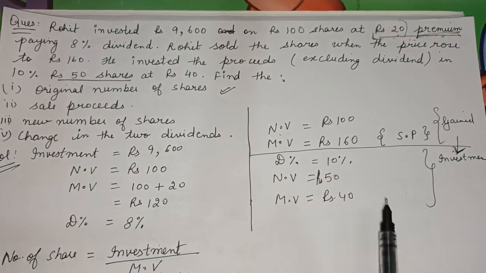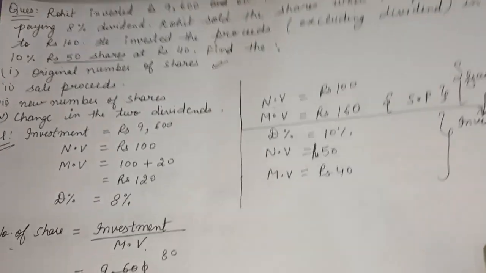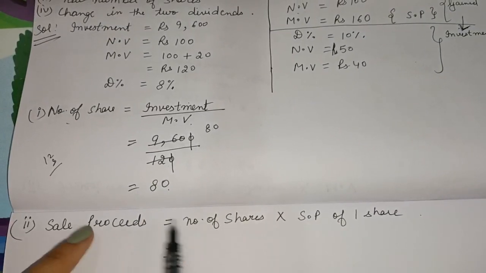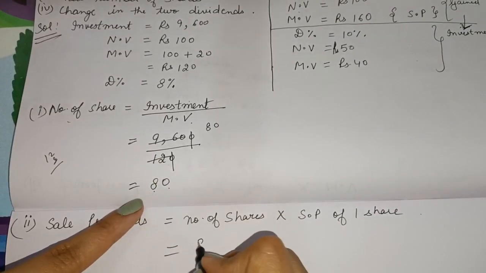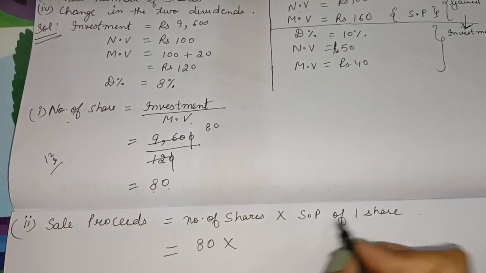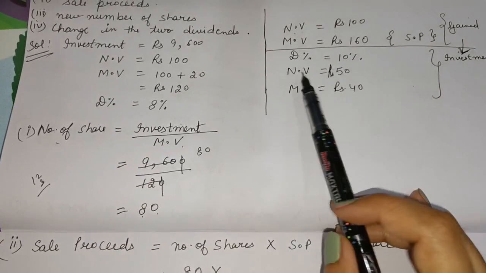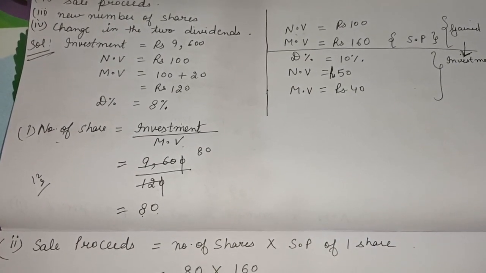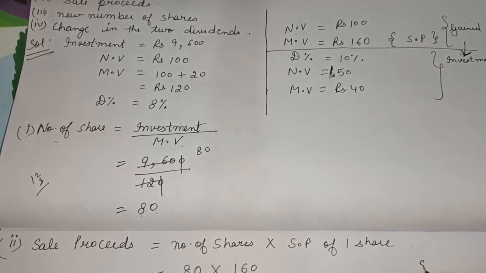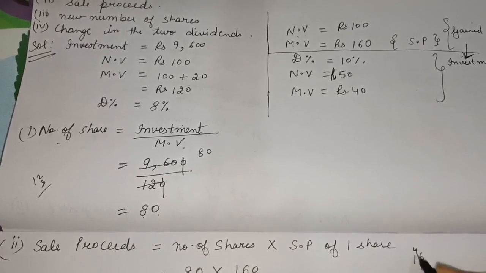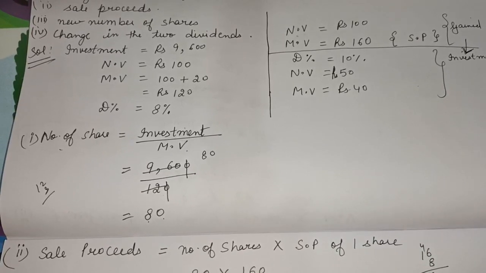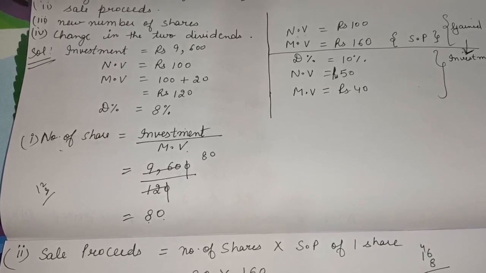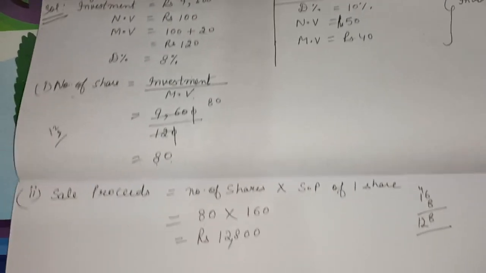Now this thing happened. The first part we have already done. In the second part, we have to find sale proceeds. So number of shares we found as 80, into selling price of one share. I have discussed that the selling price of one share is the market value, so here it is 160. So 8 into 16 will multiply, 48, 128, 2 zeros will be written. So 12,800.